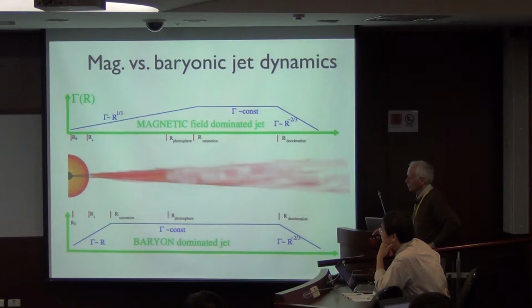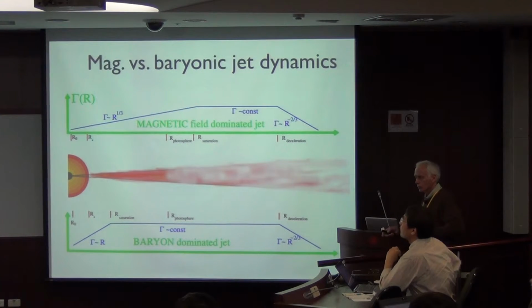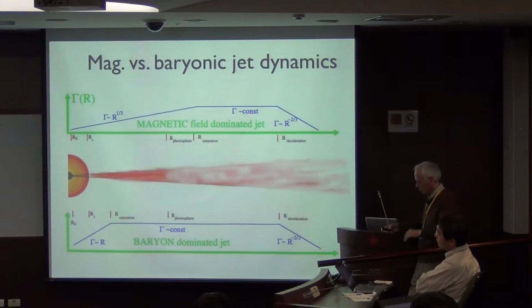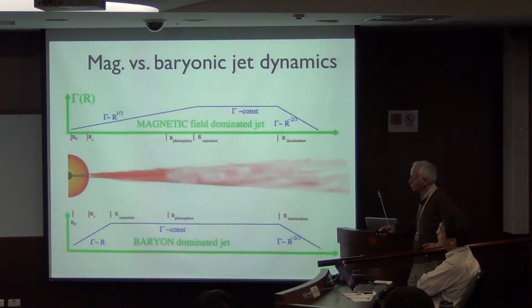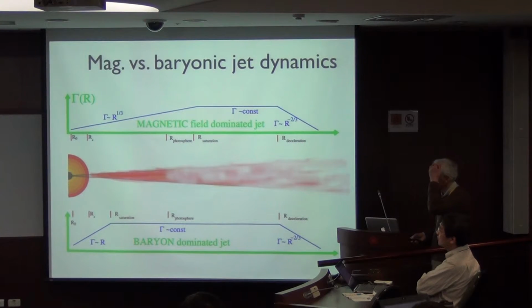On the other hand, if the internal energy of the jet is largely dominated by magnetic stresses, by magnetic fields, not by the radiation, and the inertia is still given by the baryons, then you can show that reconnection causes the bulk Lorentz factor to grow much more slowly. It grows as radius to the 1/3. The saturation radius occurs much further out, so the coasting regime occurs much further out. And actually, a photosphere occurs here in this growing part of the curve.